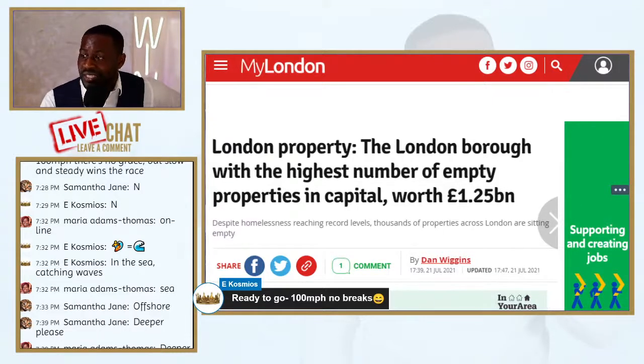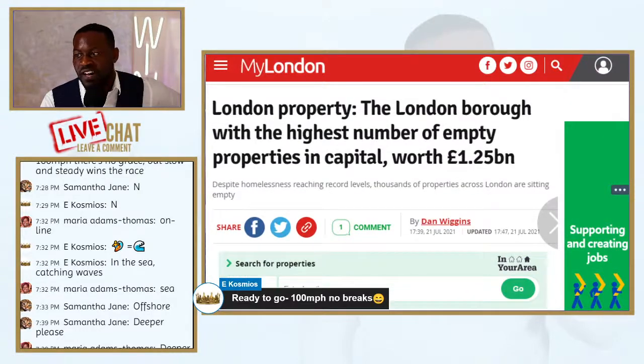London property. The London borough with the highest number of empty properties in the capital, worth 1.25 billion pounds. I want you to understand this. People are going to tell you there's no deals. There are no property deals. This area is saturated. That area is saturated. This is London. This is a specific borough in London with 1.25 billion pounds of empty property.